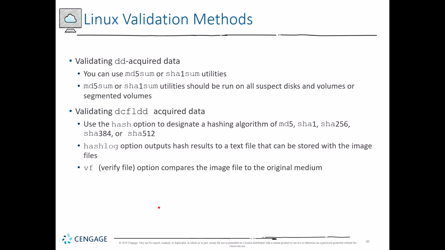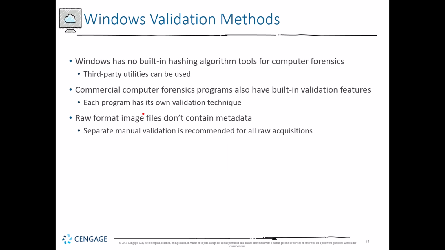In Linux, again validating a DD acquisition, you can use an MD5 sum or SHA-1 sum utility that will do it. Some of the tools like DCFLDD will acquire the data and has hashing options as well. Windows has no built-in hashing algorithm for digital forensics. That is actually false. You can hash files using PowerShell.